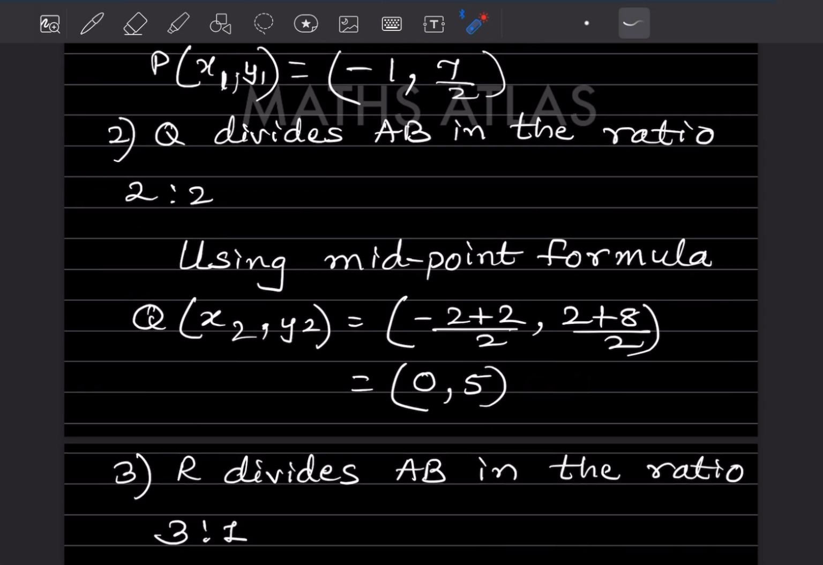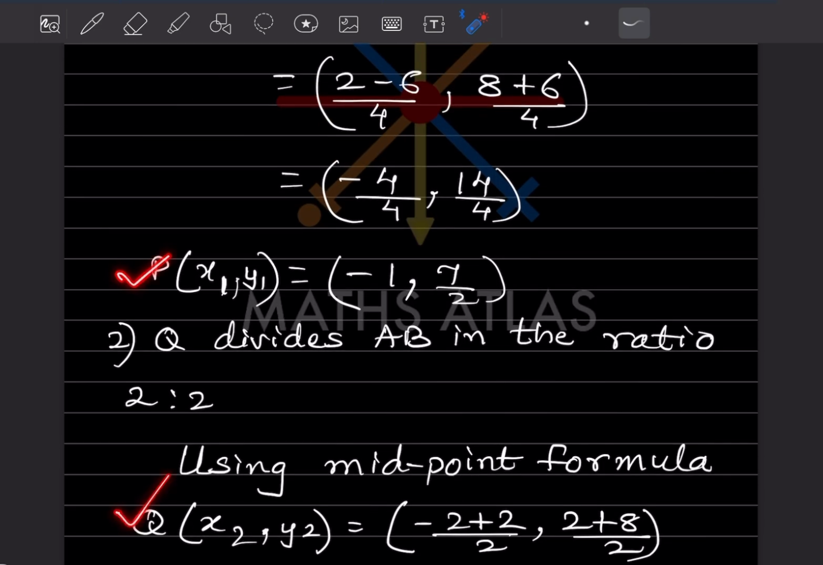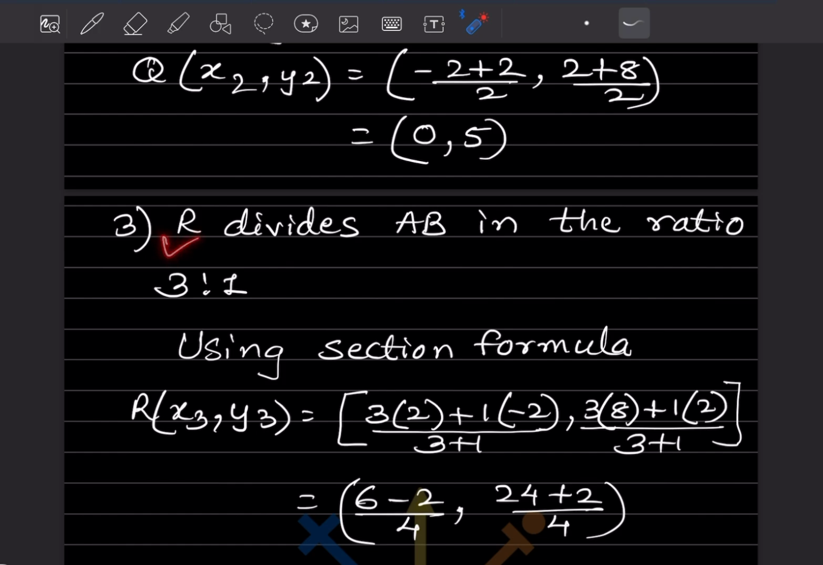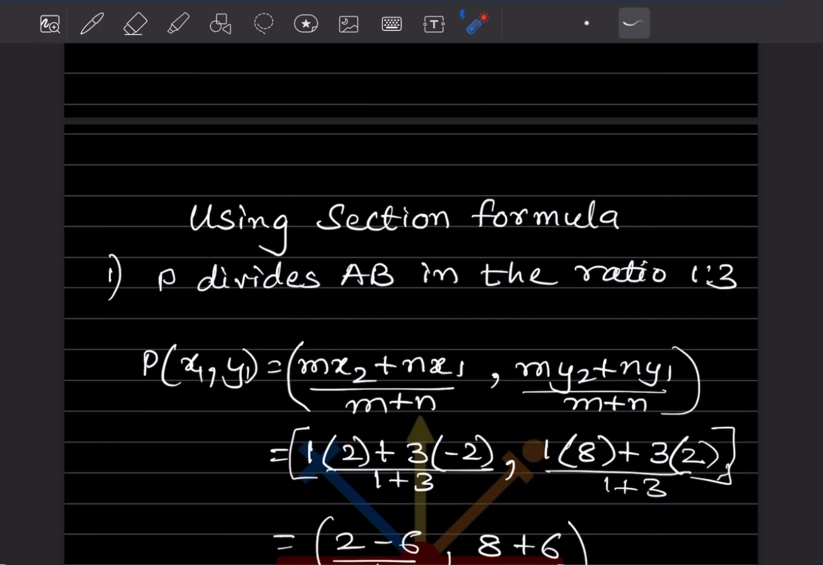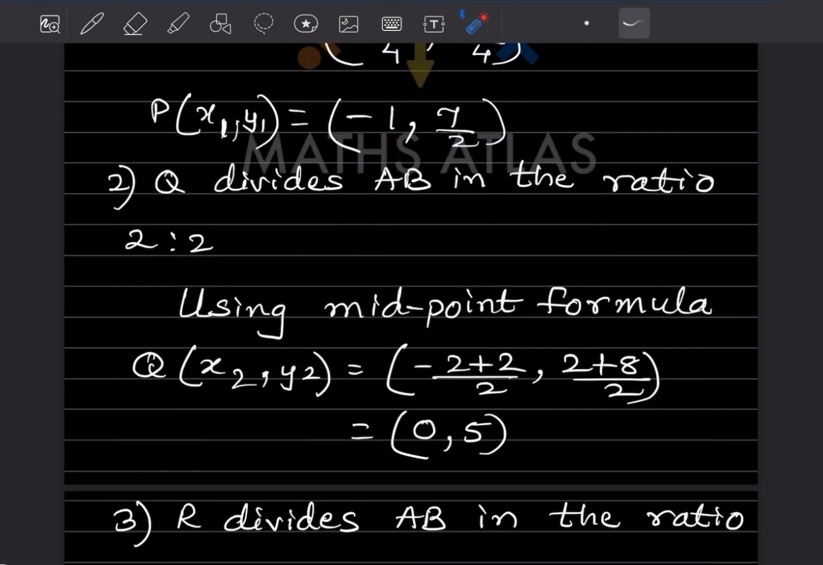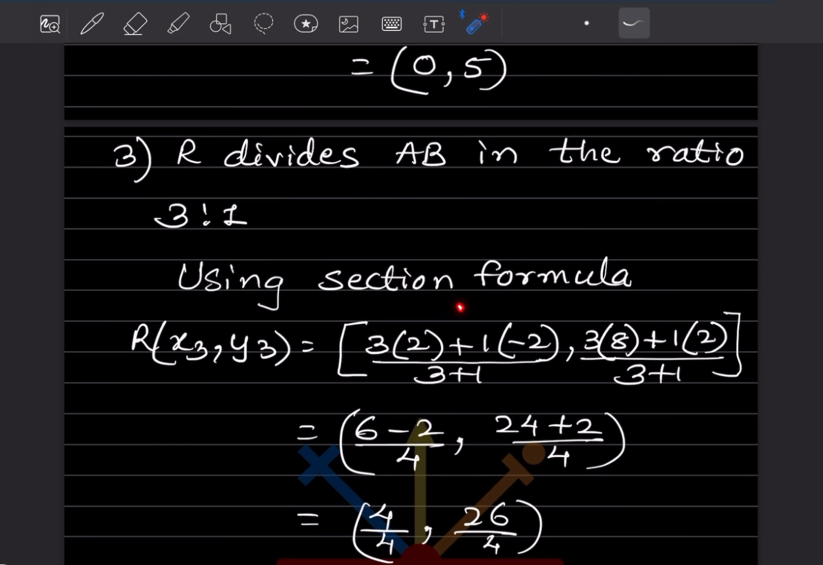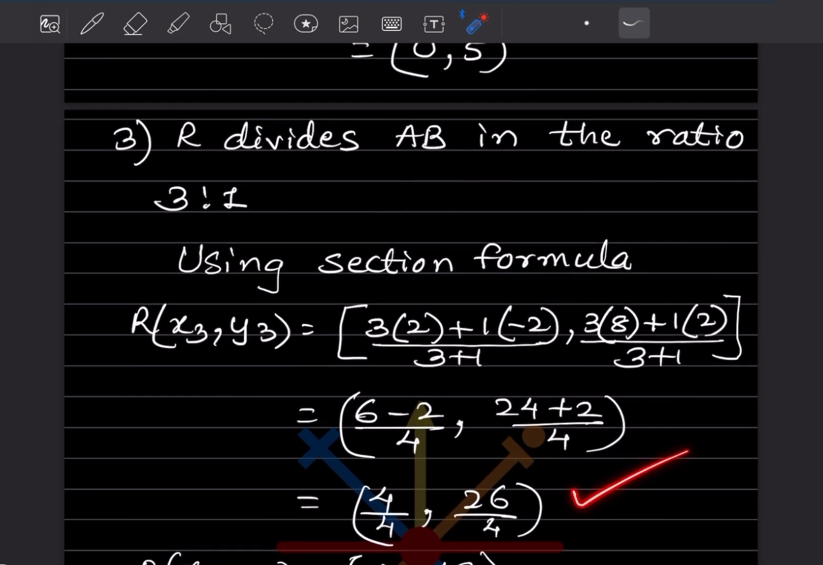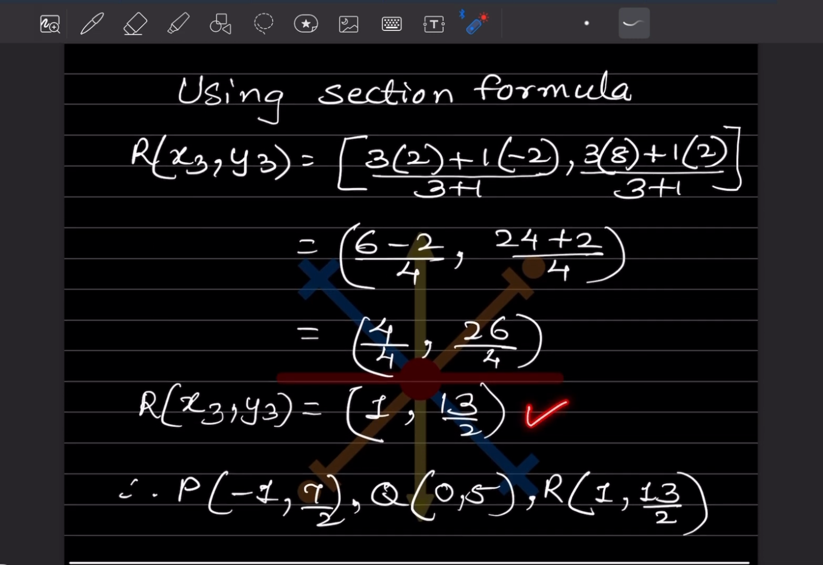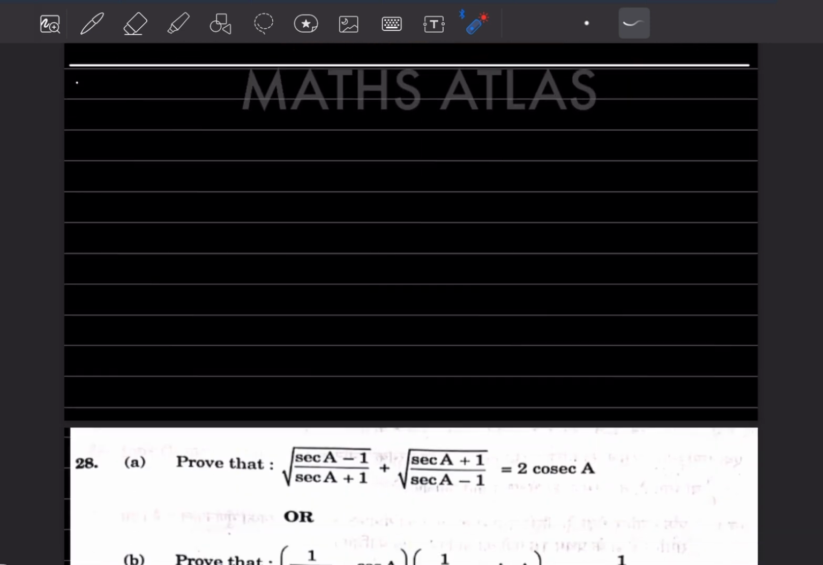Now P is done, Q is done. So now we will see for R. R divides AB in the ratio 3 is to 1. Again you are going to use the same section formula and you will solve for this one. So this is the answer. So what did we get? P, we got this one, Q, and this is R.